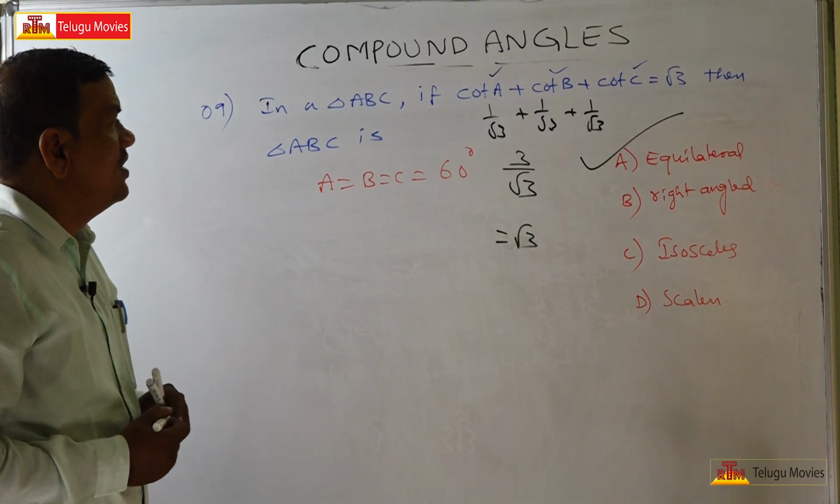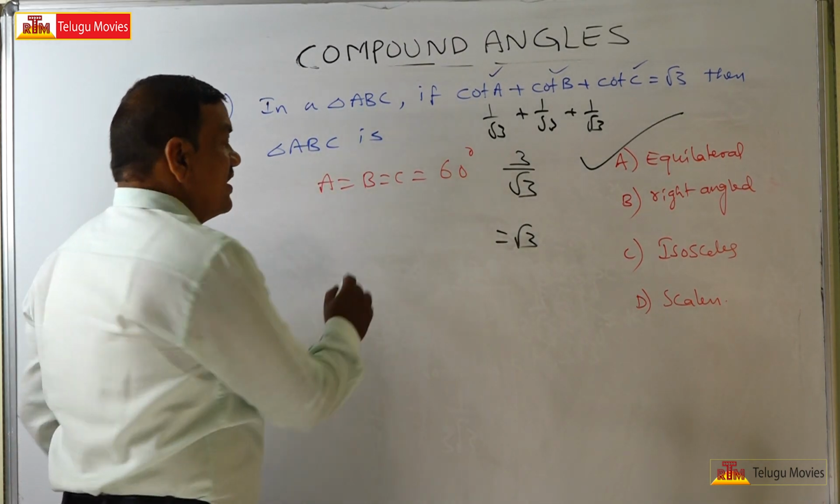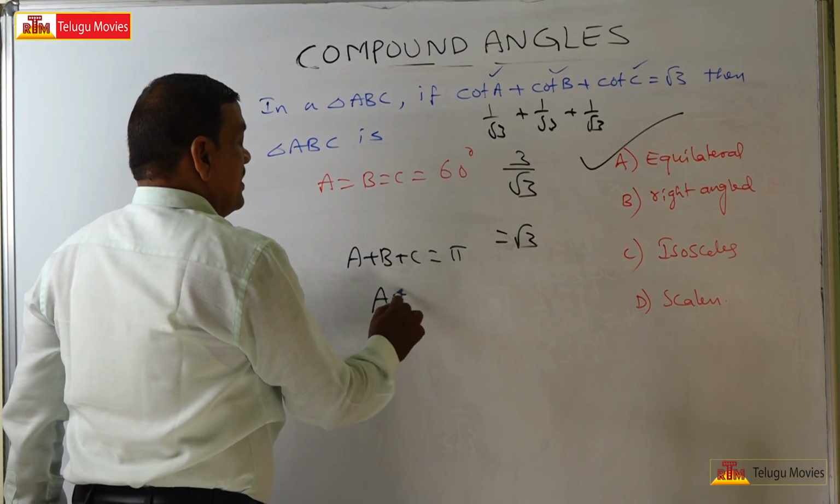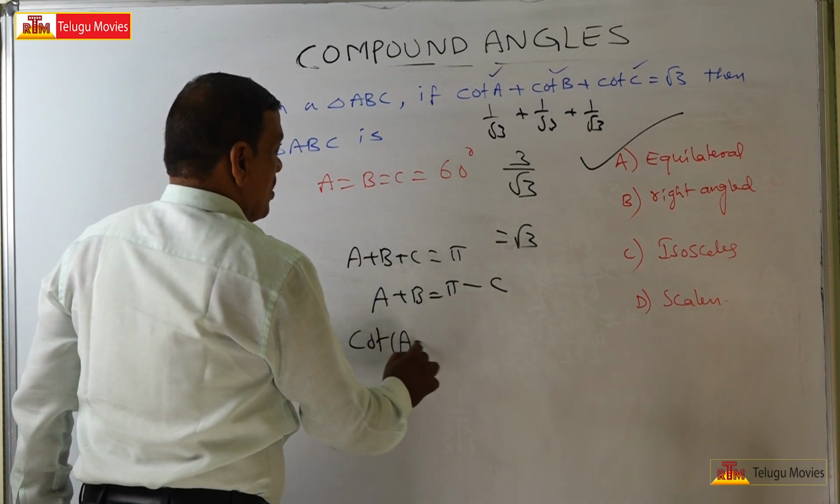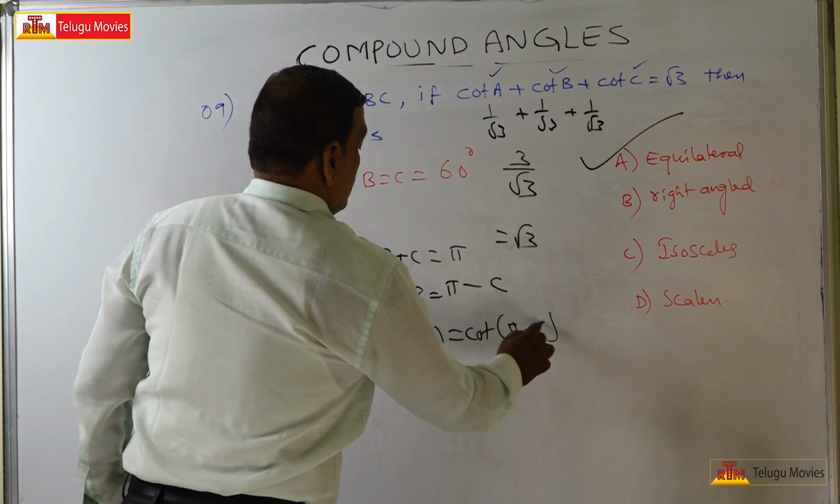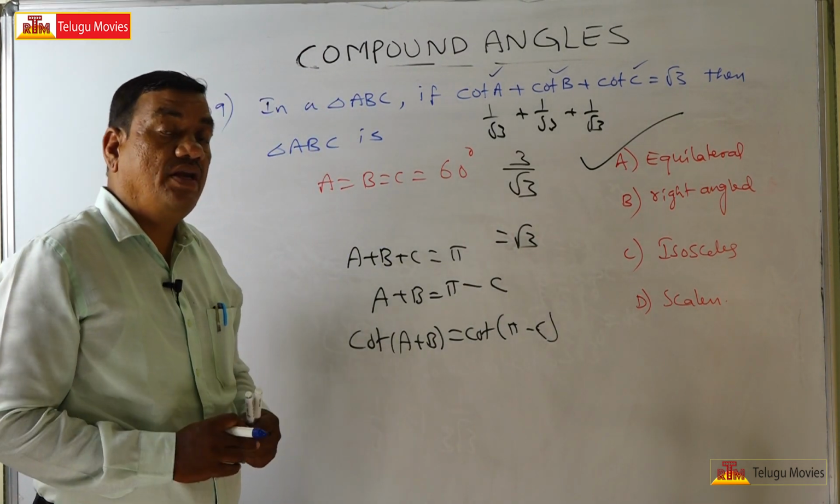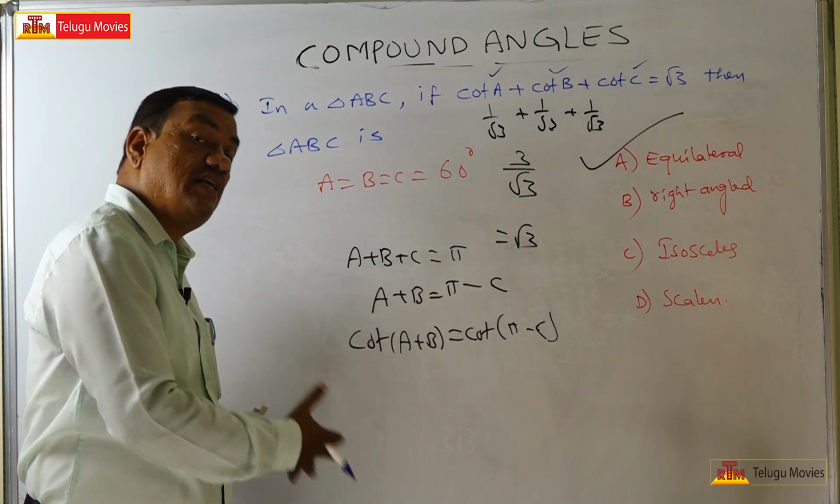Generally, students will start doing it like this. They say A plus B plus C is equal to 180, so A plus B is equal to pi minus C. Again, they will apply cot of A plus B, cot of pi minus C, and cot of A plus B value, cot A cot B minus 1 by cot A plus cot B is equal to minus cot C, and they will start doing.